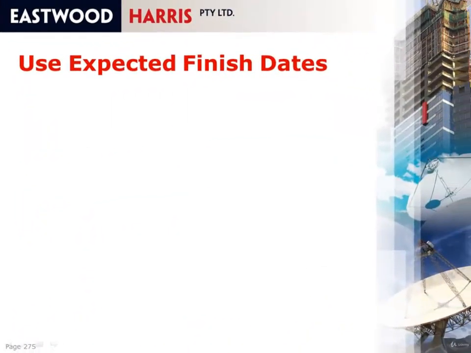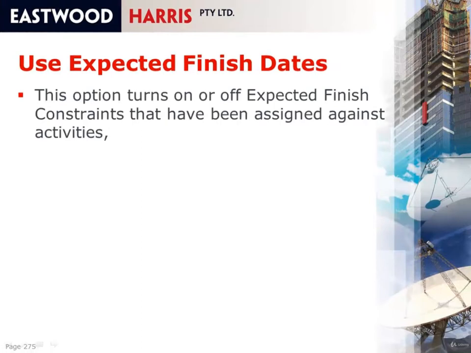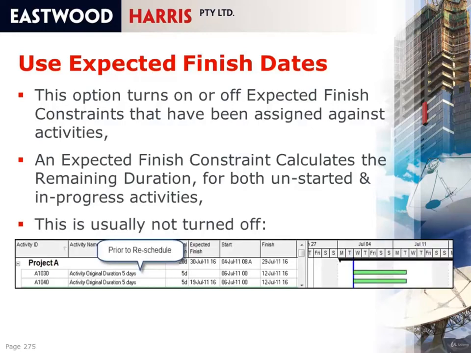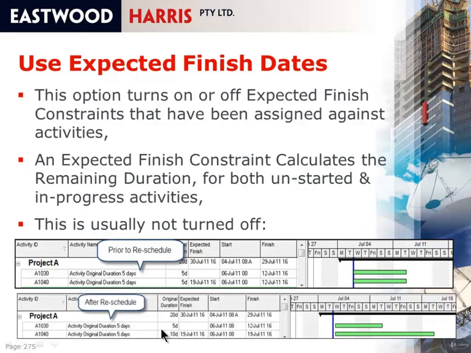Use expected finish dates. This option turns on or off the expected finish constraints that have been assigned against activities. An expected finish constraint is used to calculate the remaining duration for both unstarted and in-progress activities. You would not usually turn this off. Here, prior to rescheduling, I have an expected finish date set of the 19th of July, but the schedule is currently showing the 12th of July. When I schedule, you'll see that with this expected finish constraint set, it increases the duration of the activity and recalculates the original and remaining duration.